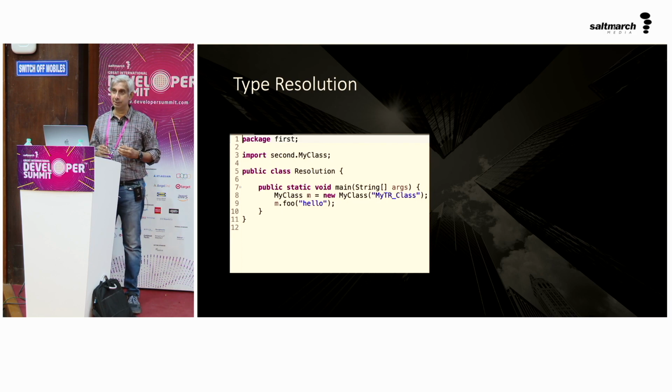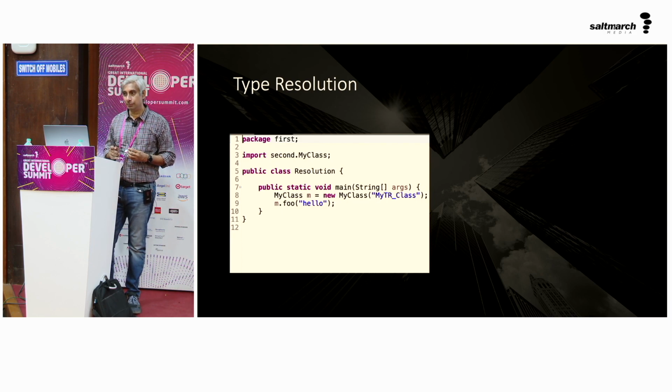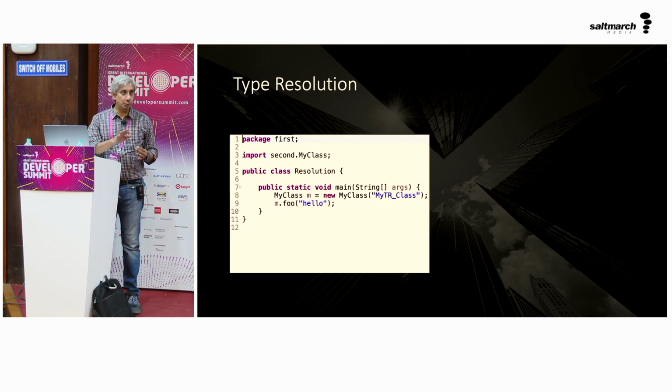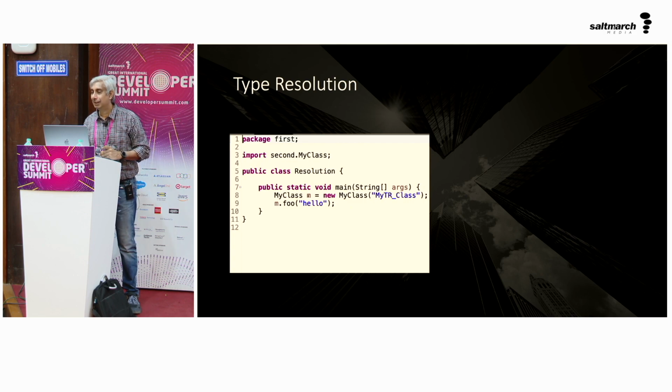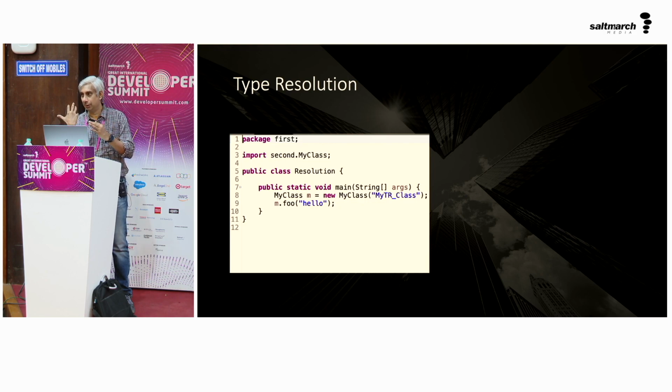Have you used list in the code? List you used, right? So when you type list, what comes for completion? Which is the type that comes? Java util list or Java AWT list. I don't know why, but there are two lists available.